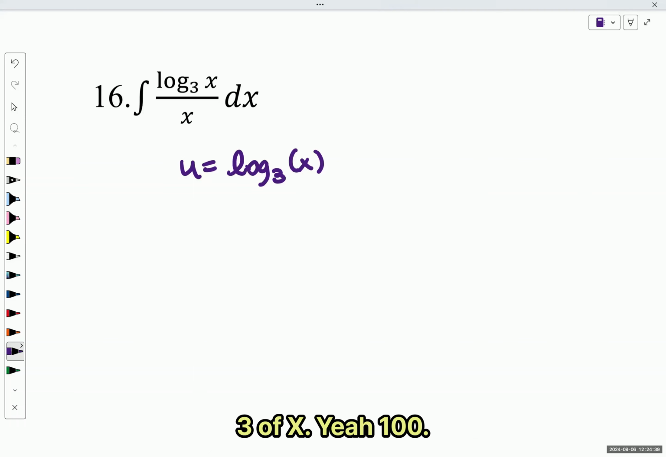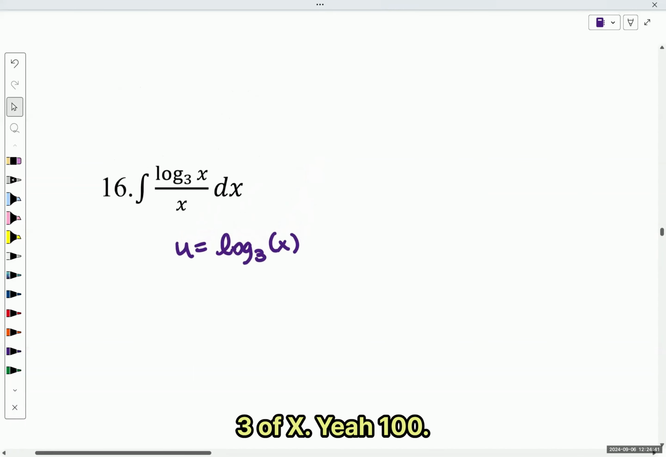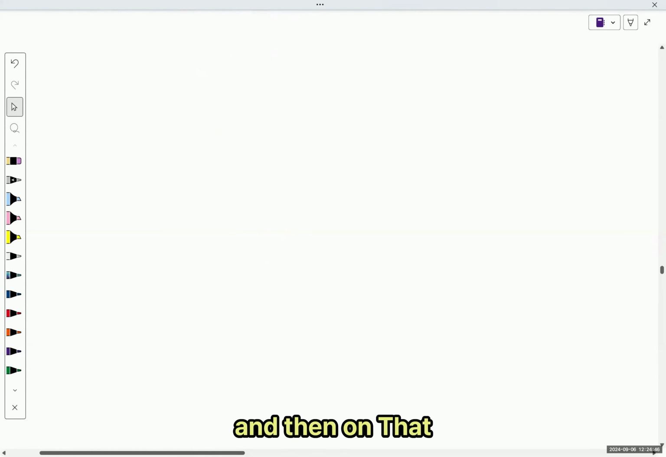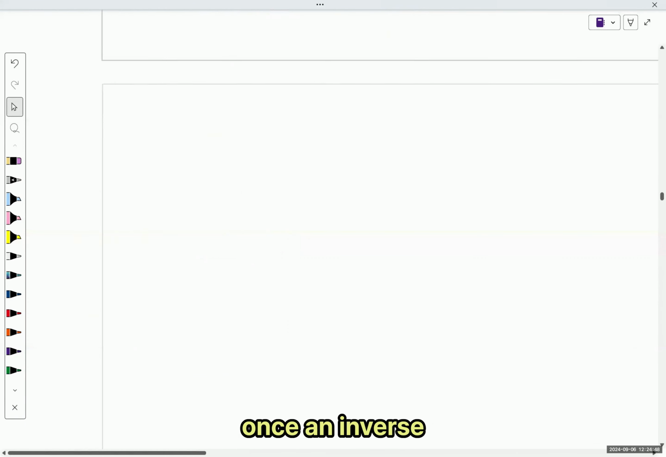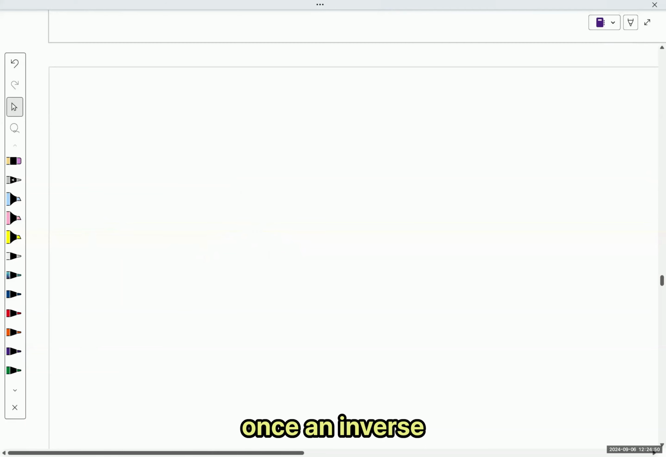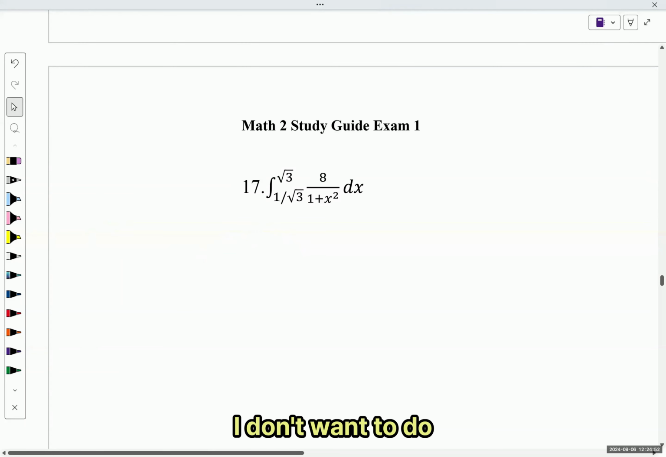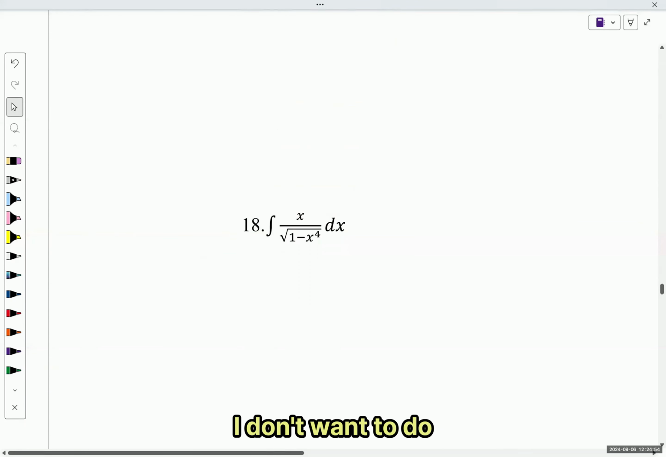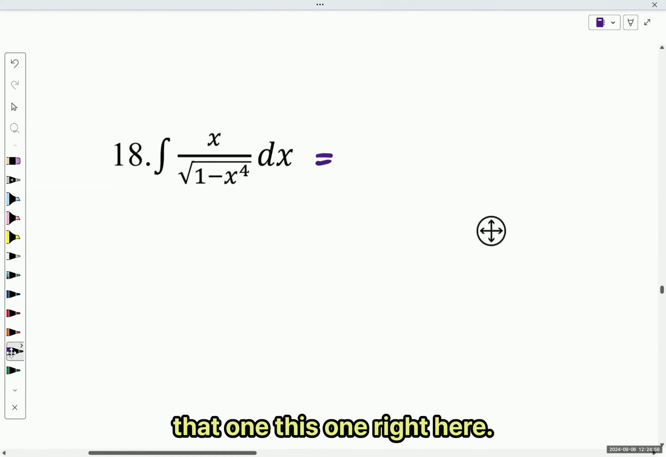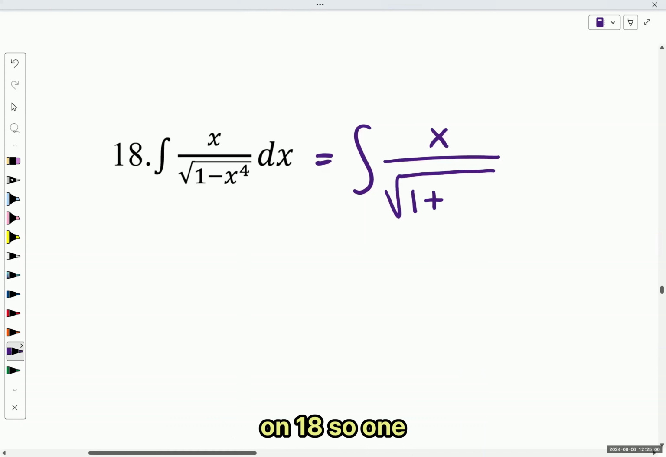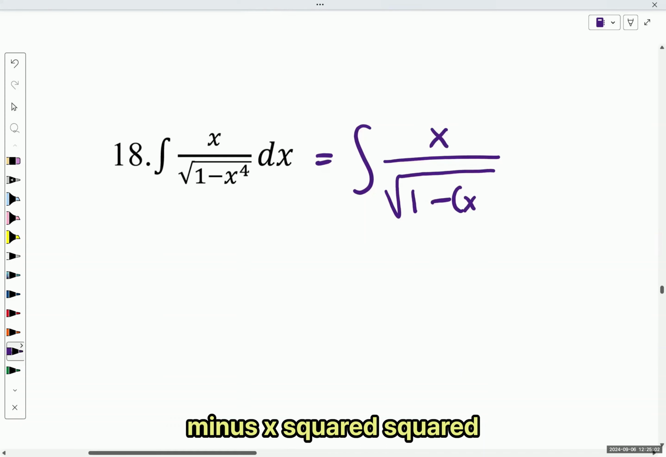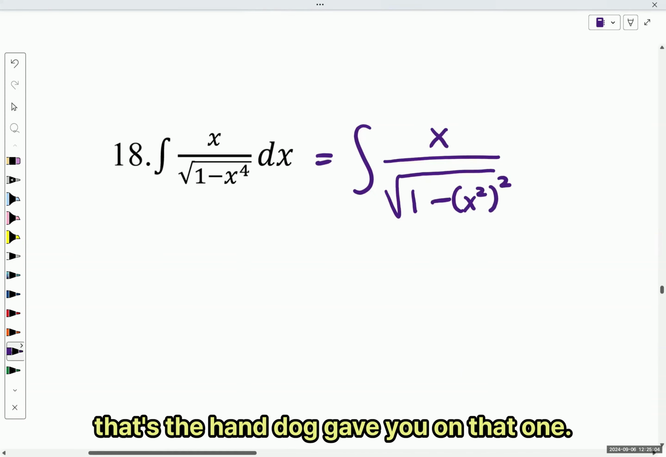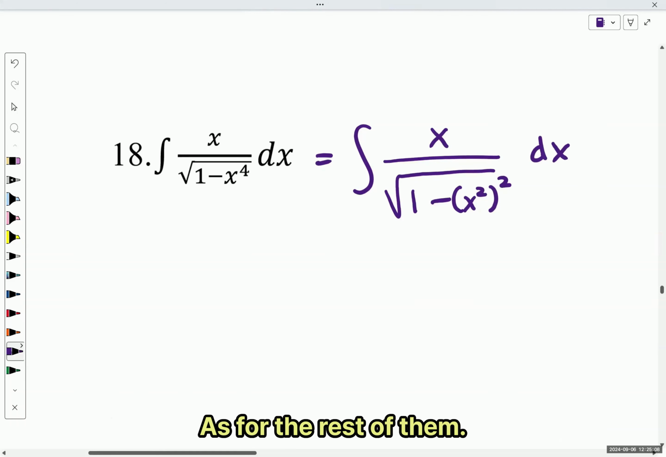Yeah, Alejandro. Can you scroll back up to the number of 15, sorry? Can you do it in a second? Oh, yeah. Can I do it in a second? And then on that one's an inverse. I don't want to do that one. This one right here on 18. So 1 minus X squared squared. That's the hint I'll give you on that one. Okay.